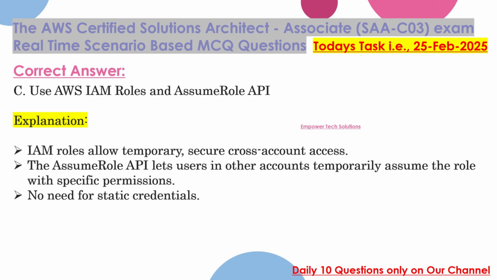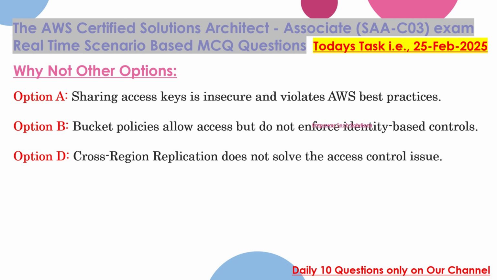Explanation: IAM roles allow temporary, secure cross-account access. The assume role API lets users in other accounts temporarily assume the role with specific permissions. No need for static credentials. Why not other options? Option A.